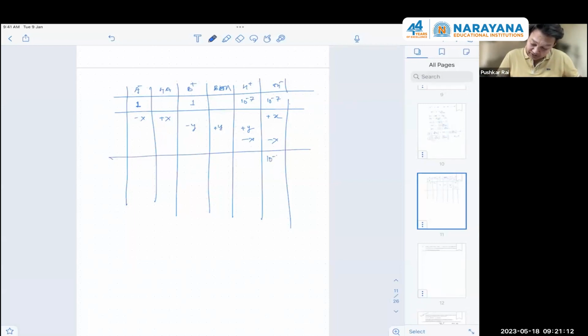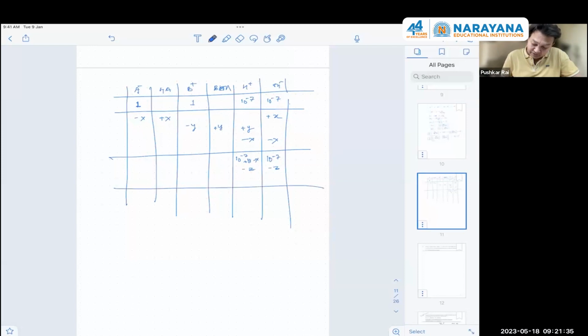10 to the power minus 7. And this is what? If you take it, this is 10 to the power minus 7 plus y minus x. This time Kw is not satisfied. So definitely this equilibrium will shift in which direction? Backward direction. And suppose it goes minus z and minus z.